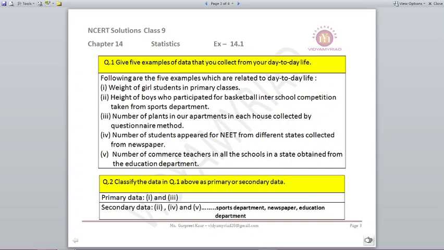4th. Number of students appeared for NEET from different states collected from the newspaper. So this information is already there in the newspaper. We are collecting it from there. It is a second hand information. So it is a secondary data. Number of commerce teachers in all the schools in a state obtained from the education department. Now this is again a secondary data as we are taking information from the education department which is already there. So like this we can distinguish between which one is primary and which one is secondary data.